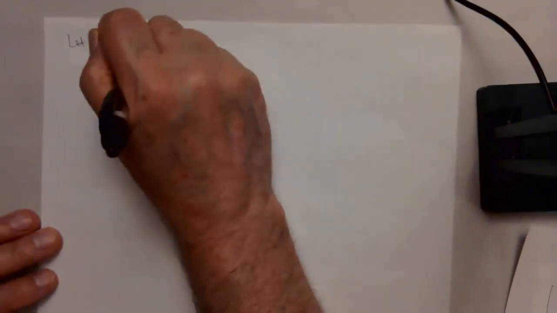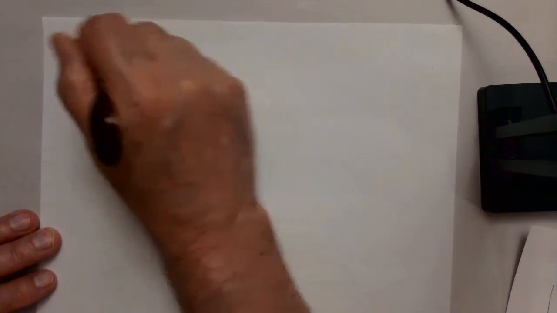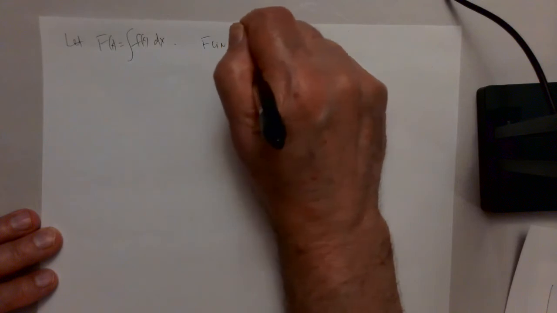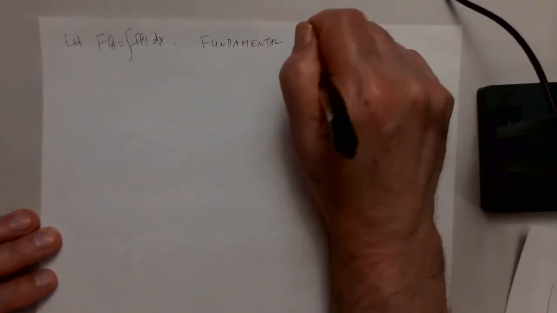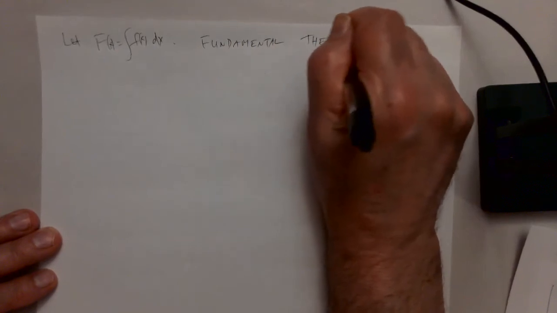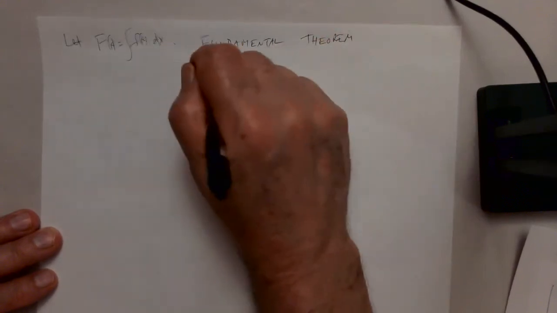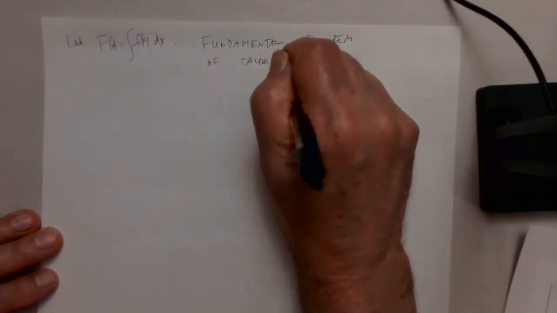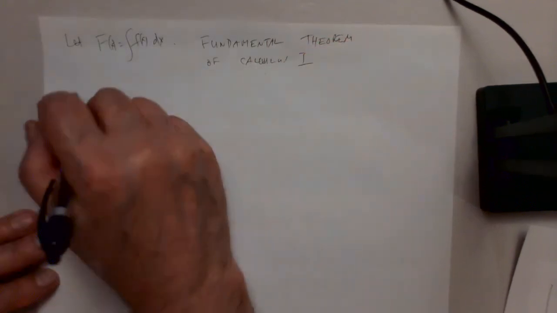So the first form of the fundamental theorem says the following. Suppose we have a function f of x, and we take the antiderivative or the indefinite integral, and we call that function capital F of x. So the fundamental theorem of calculus in its first form says the following.